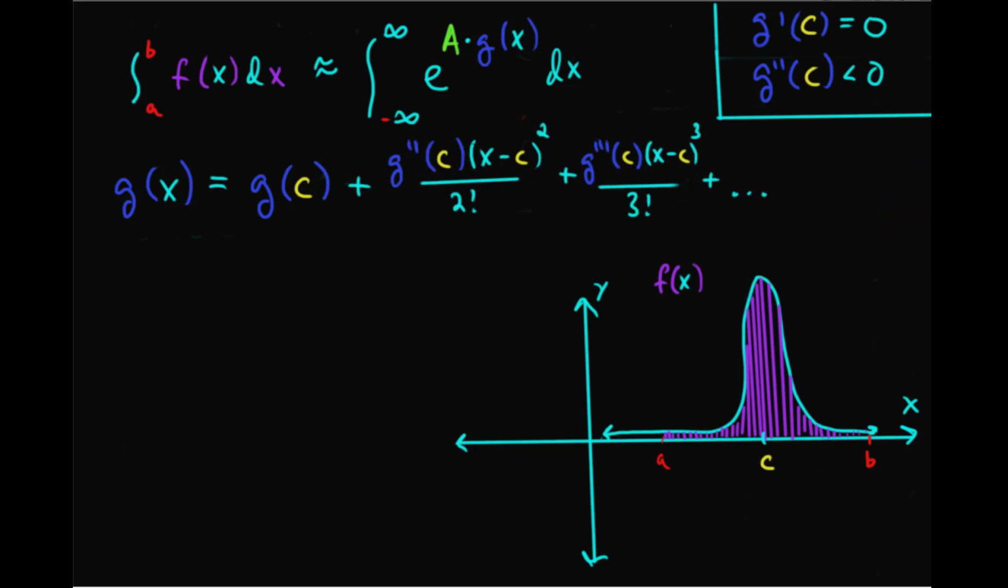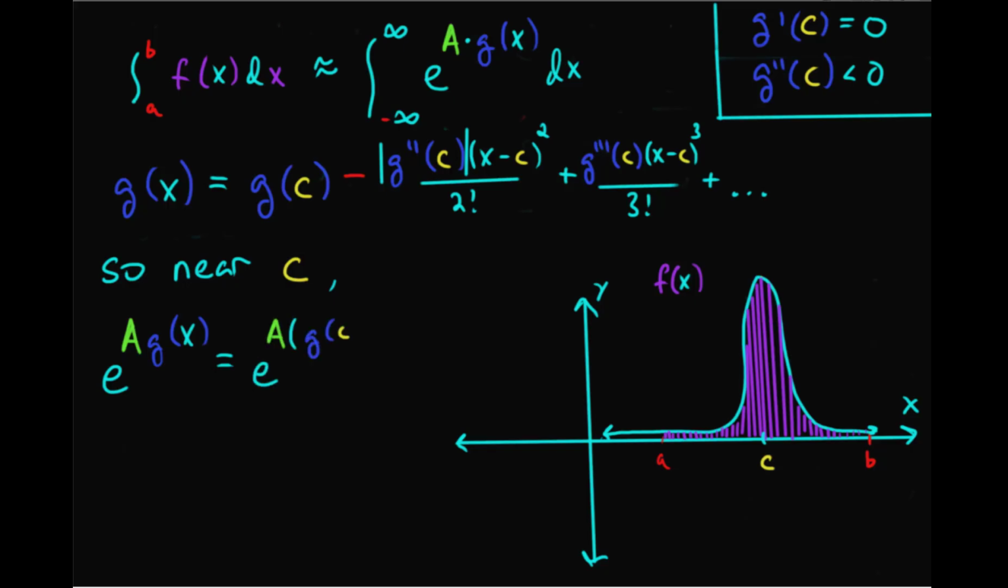The next thing we know is that g double prime of c must be negative, so I'm going to rewrite that term as minus the absolute value of g double prime of c times x minus c squared over 2 factorial. That guarantees that we're going to have a negative quantity there. So near c, e to the a times g of x equals e to the a times, and now here's the Taylor expansion for g of x, g of c minus the absolute value of g double prime of c times the quantity x minus c squared over 2 factorial, plus g triple prime of c times the quantity x minus c cubed over 3 factorial, plus higher order terms.